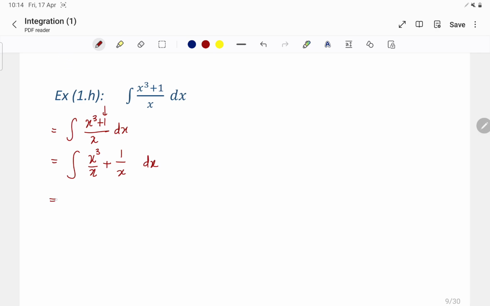Okay, the next step, if you see x to the power of 3 divided with x, you're going to get equal to x to the power of 2 plus 1 over x. When you have more than one term like this, you have to integrate one by one, because the previous question is only one term. Now we have two terms, which is x squared and 1 over x. And then we proceed, yeah? So we can integrate as usual. It's just that you have to do one by one.